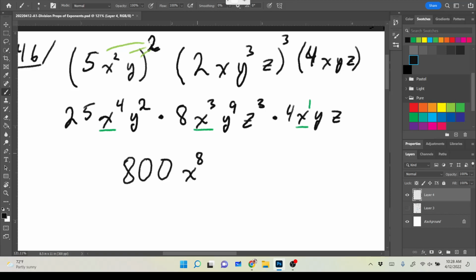Then we add the y's, which would be 12. It would be y to the 12th. That is right. And then the z's would be 4. Yeah, I said it first. We said it at the exact same time. Good job, Brian. Just kidding.